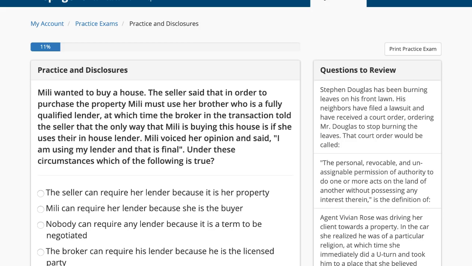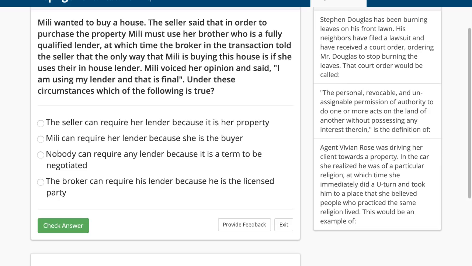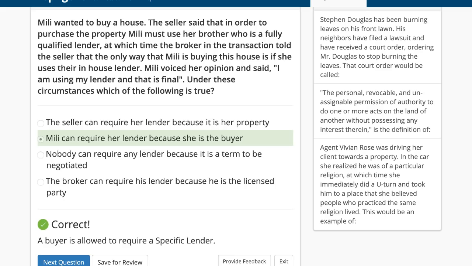Okay, Millie wanted to buy a house. The seller said that in order to purchase the property, Millie must use her brother, who is a fully qualified lender. At which time, the broker in the transaction told the seller that the only way that Millie is buying the house is if she uses their in-house lender. Millie voiced her opinion and said, I am using my lender and that is final. Under these circumstances, which of the following is true? A, the seller can require her lender because it's her property. B, Millie can require her lender because she is the buyer. C, nobody can require any lender because it is a term to be negotiated. Or D, the broker can require his lender because he is the licensed party. B, Millie can require her lender because she is the buyer.